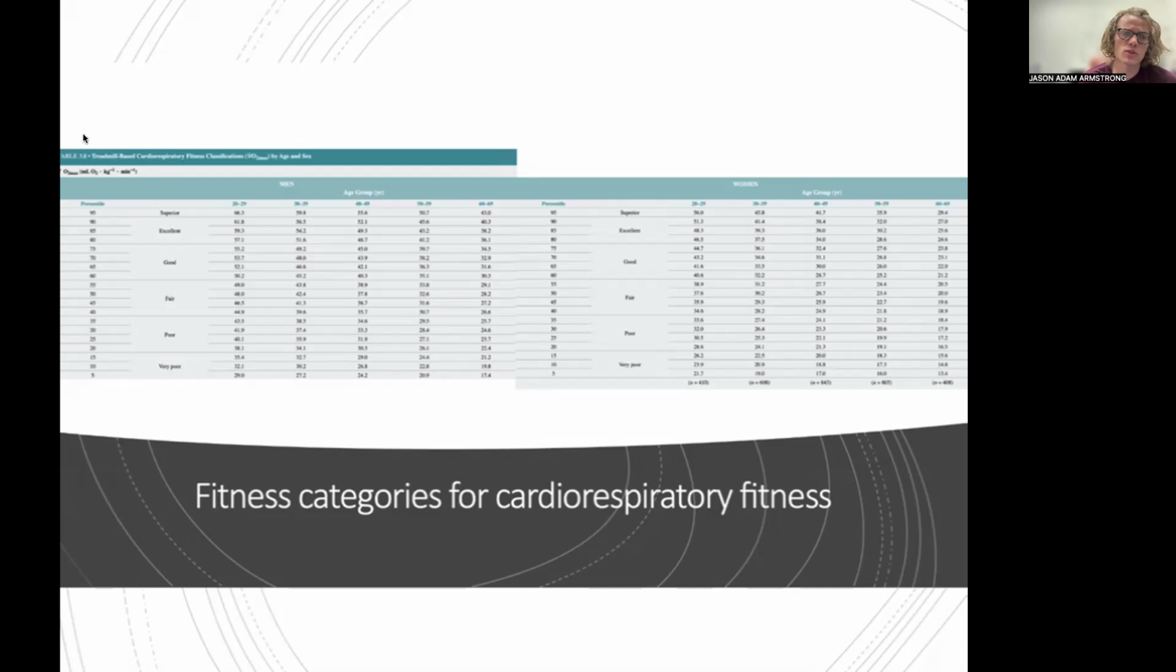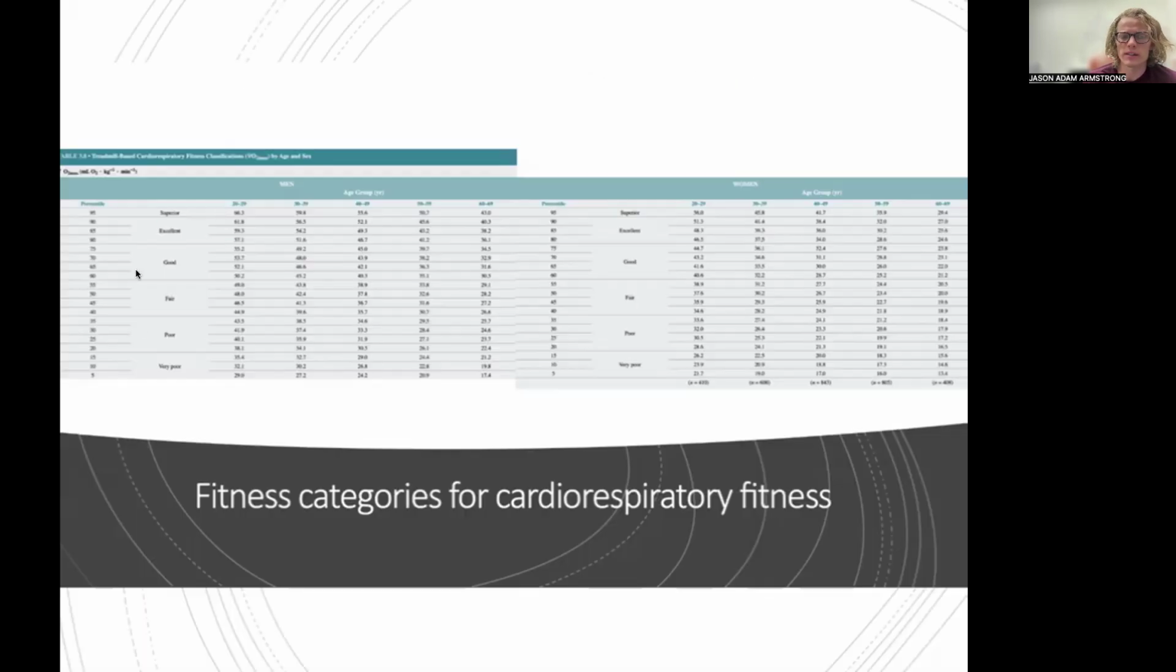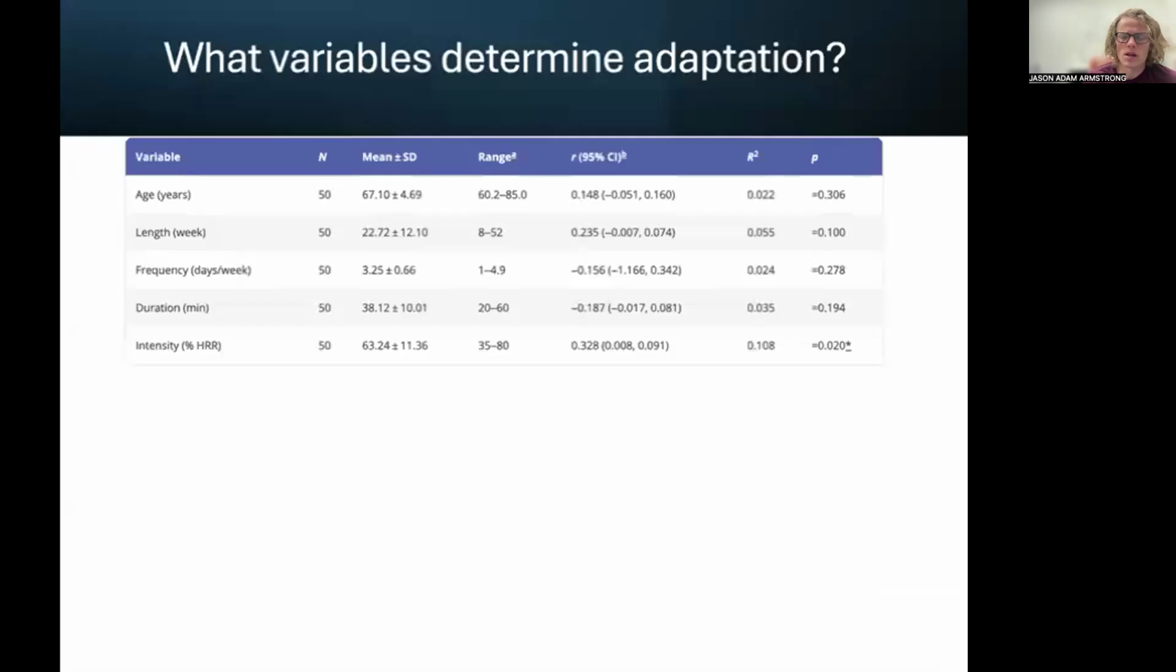Note though that this was treadmill-based cardiorespiratory fitness testing. Also note that it's age-based, so every 10 years I've got a new category. Then we take whatever value we calculated here, we go over to here and we can classify our cardiorespiratory fitness as superior, excellent, good, fair, poor, or very poor. And again, separated between males and females.